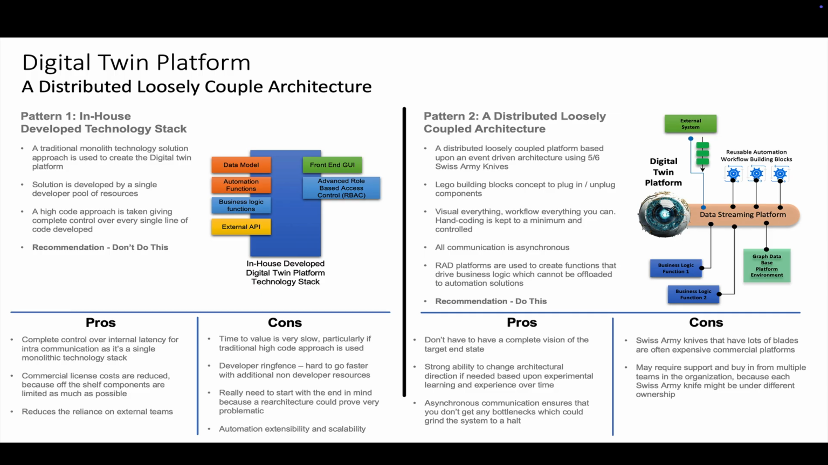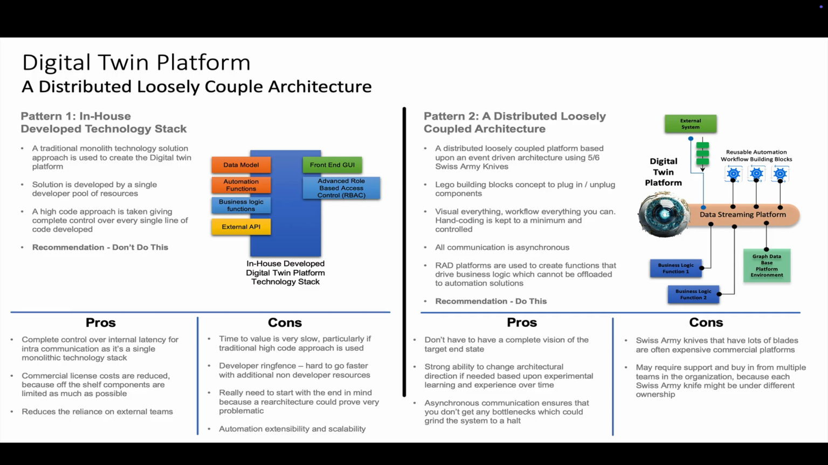The pros for Pattern 1 can be summarized as follows. There is complete control over the internal latency for communication between software components, as it's a single monolithic technology stack. Commercial license costs are reduced because off-the-shelf commercial components are limited as much as possible, because this pattern very much takes a build-it-yourself approach. Lastly, it reduces the reliance on external teams because all of the work is done by the same development team. The cons for Pattern 1 can be summarized as follows.